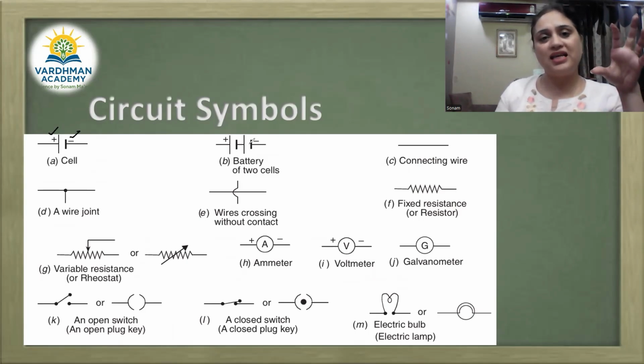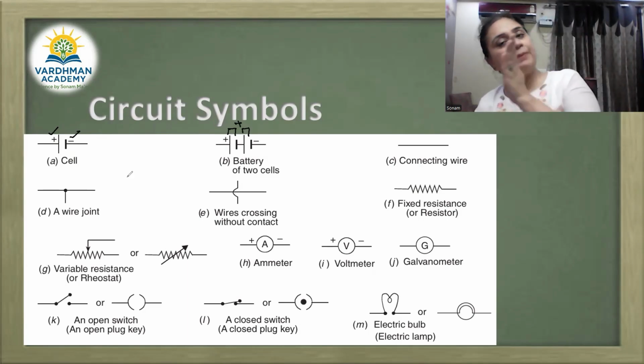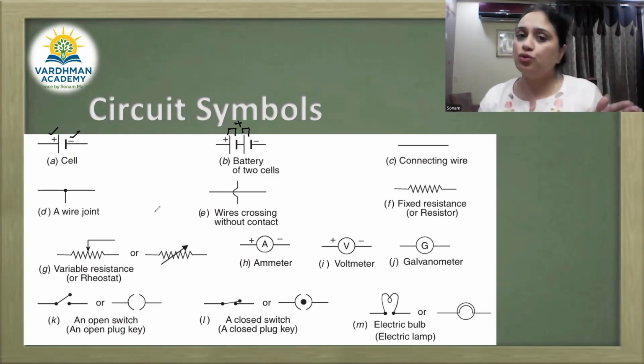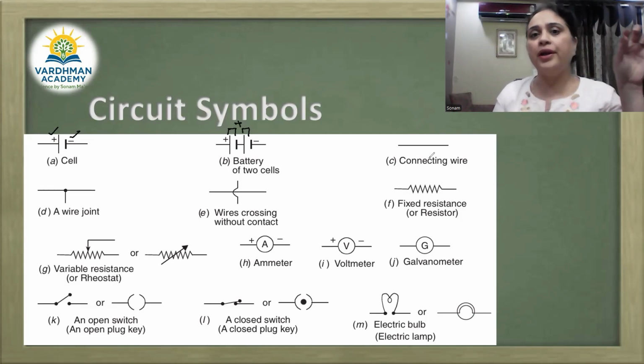So here we can see that this makes one cell and this makes another cell. So altogether, this battery has two cells. One end is negative and the other is positive. You should remember that if you make one end negative, then you must make the other end positive. So when we are talking of wire, children, it is a connecting wire. A straight line that you draw represents a connecting wire.